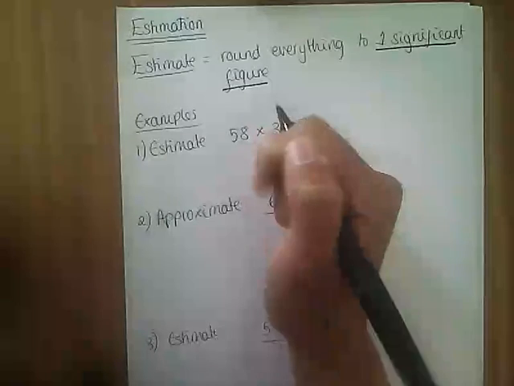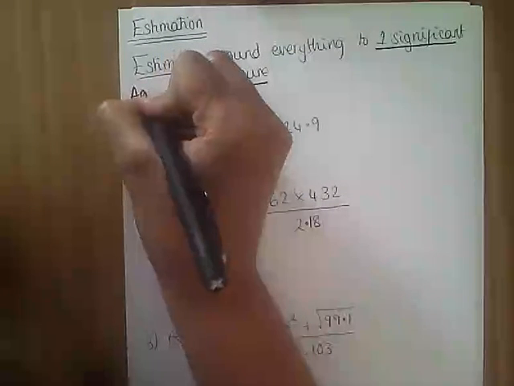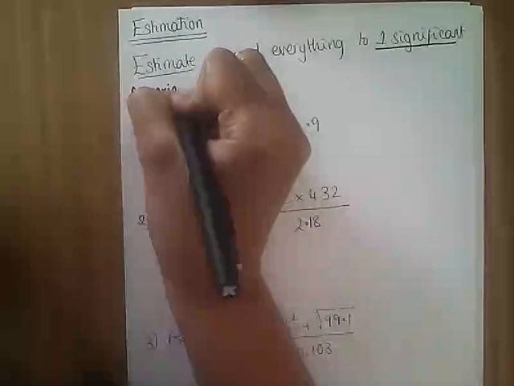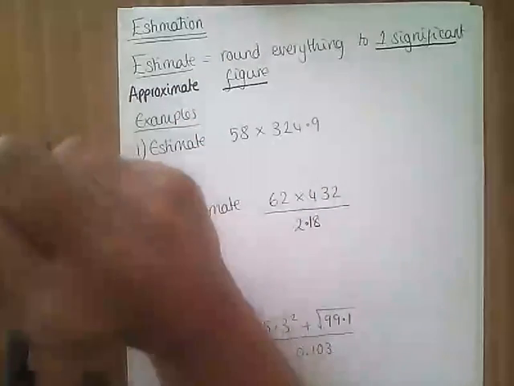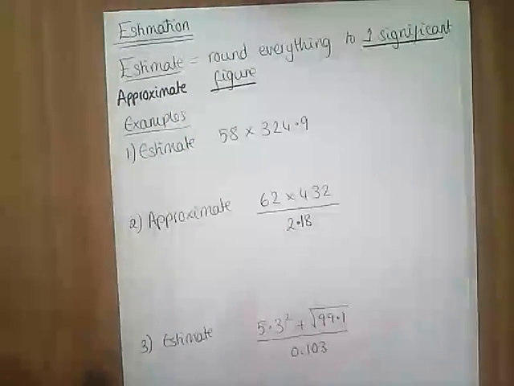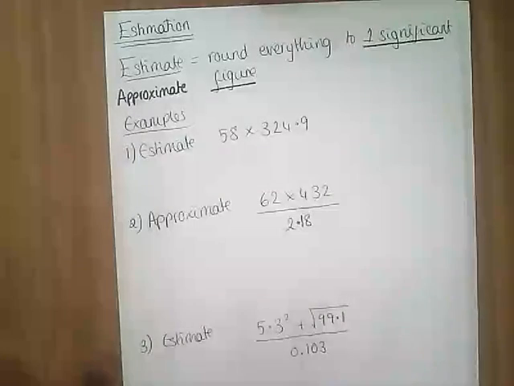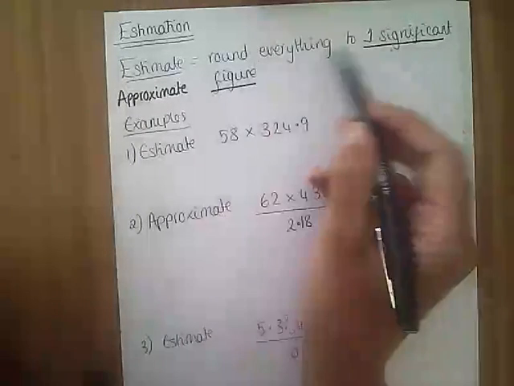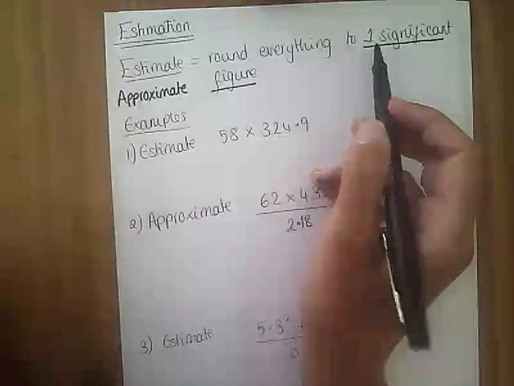Now just be aware that sometimes they will ask you to estimate, sometimes they will ask you to approximate. They mean the same thing. They are synonyms of each other. So either estimate or approximate means round everything to one significant figure. So let's look at some examples.